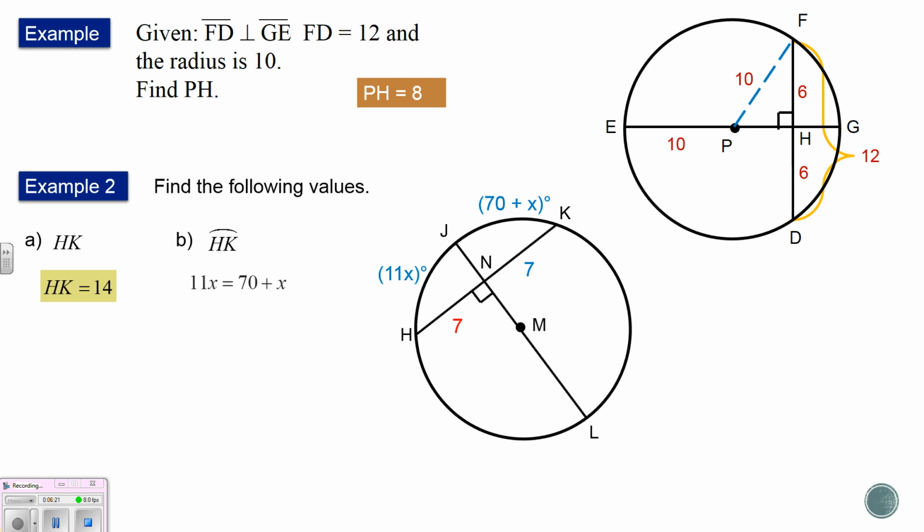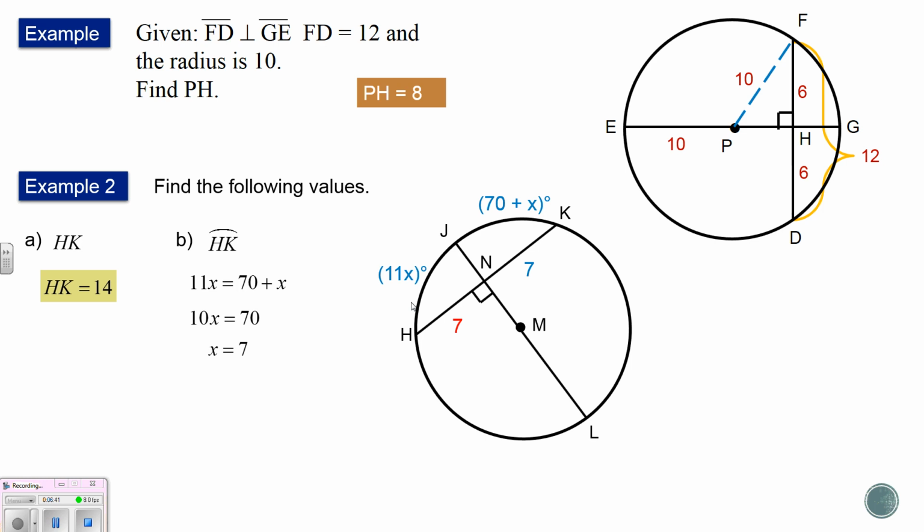Hopefully you did 11x equals 70 plus x. And now we can solve for x. What did you guys get for x? So when I solve for x, I got x is 7. And now I can figure out what HK is by plugging in 7 for x.